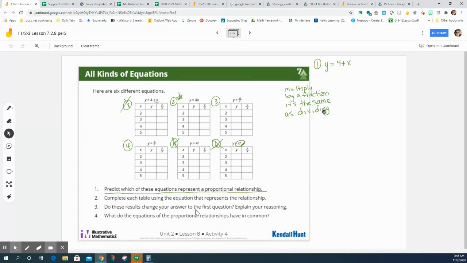So what I'm saying here is number 3, dividing it by x, is the same as multiplying it by 1 over x. So this is the same.